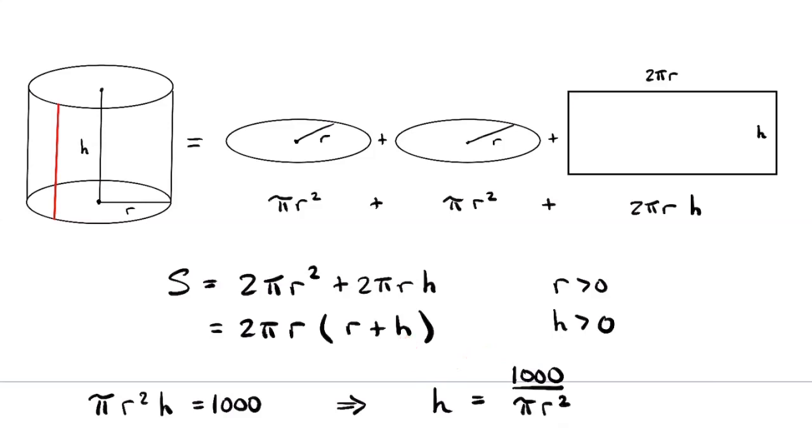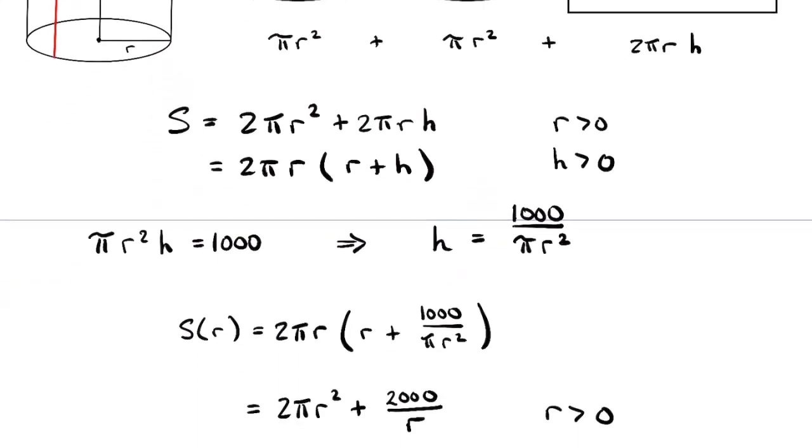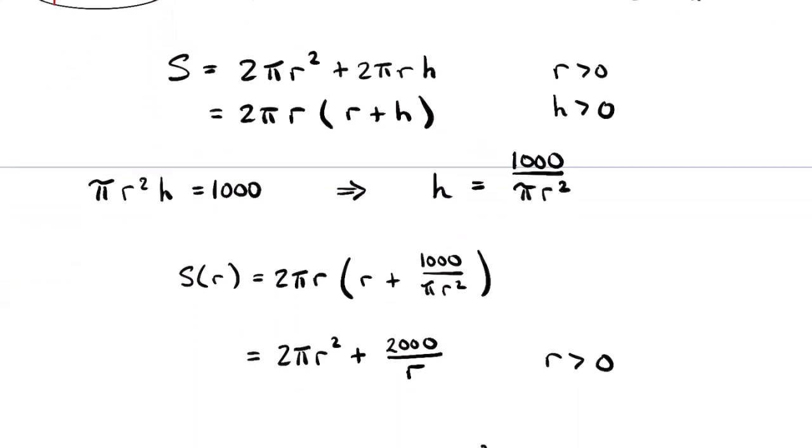All right, so you can stop the video and do the algebra if you want to, but here's the expression that I arrive at. So I just replaced h with this expression, 1,000 over pi r squared, did some algebra and rewrote my surface area then as 2 pi r squared plus 2,000 over r. R is positive. That's the objective function. That's the function that I want to minimize. So how do I minimize it?